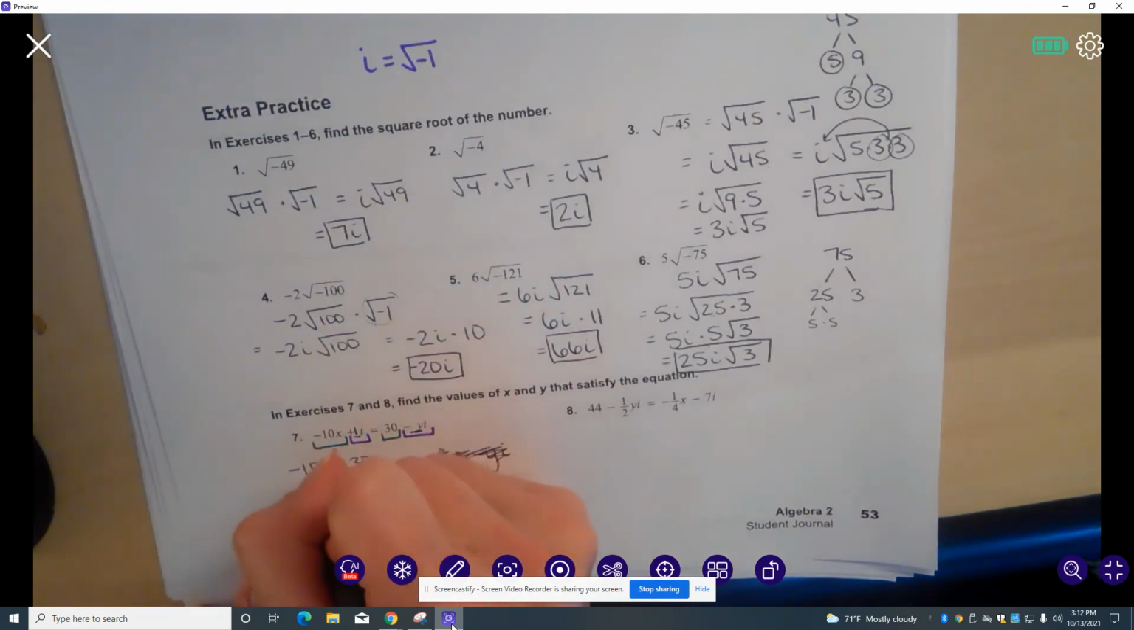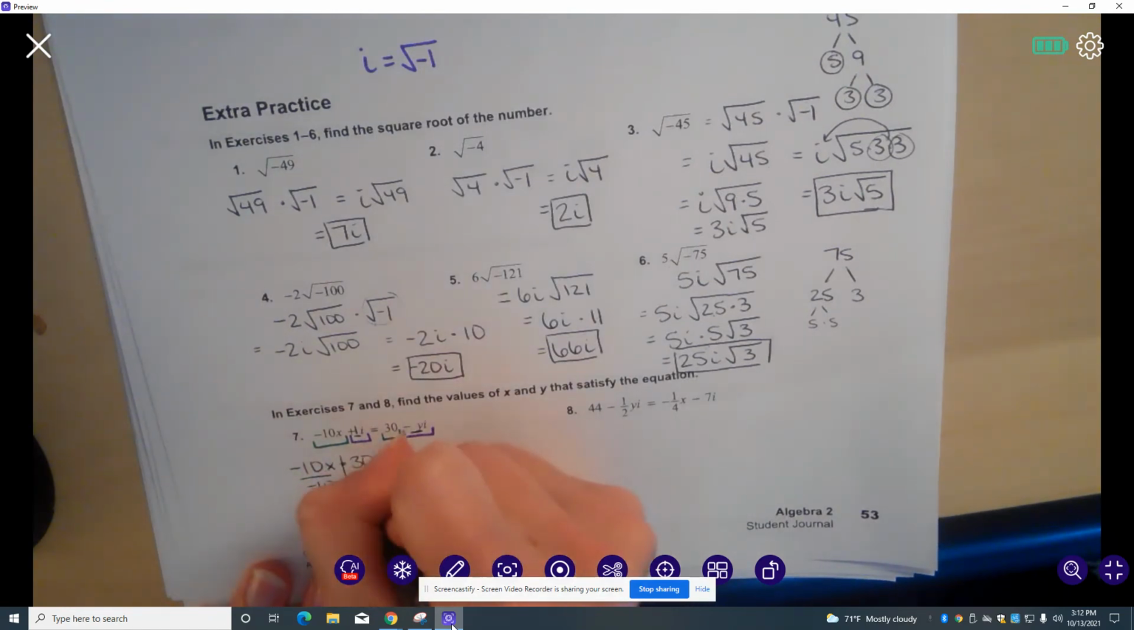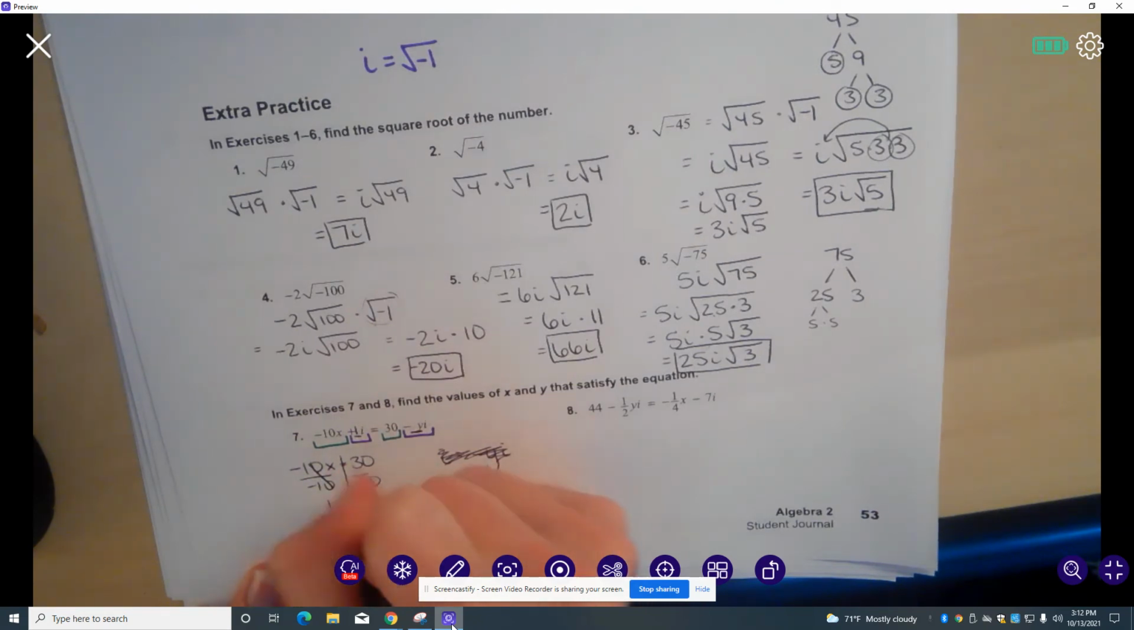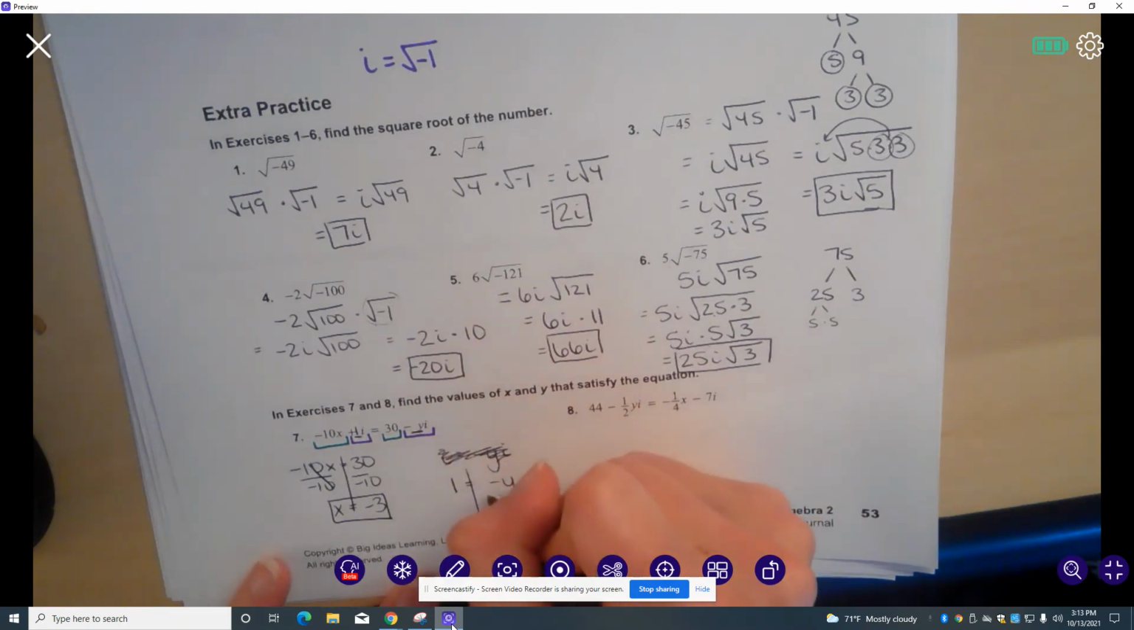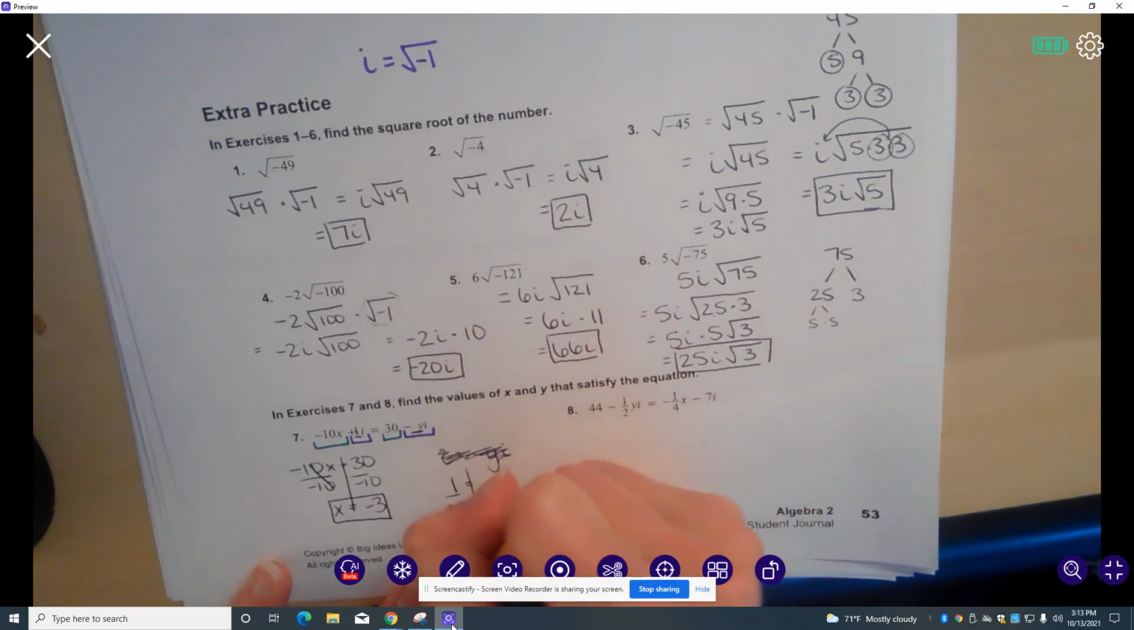To get x by itself, I'm going to divide both sides by negative 10. And I get x is equal to negative 3. And to get y by itself, I have to get rid of this negative by dividing by negative 1. And I'm left with y is equal to negative 1.